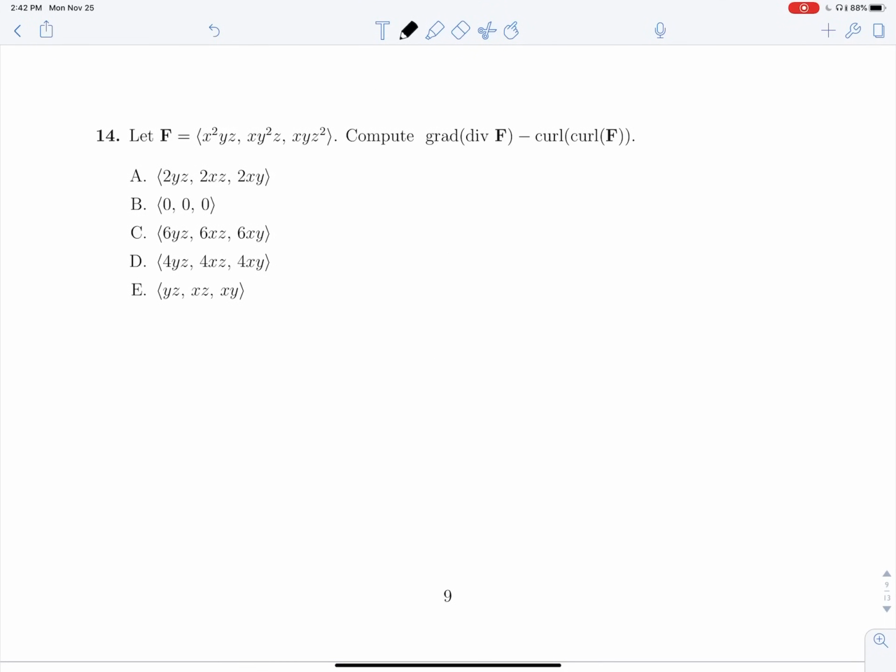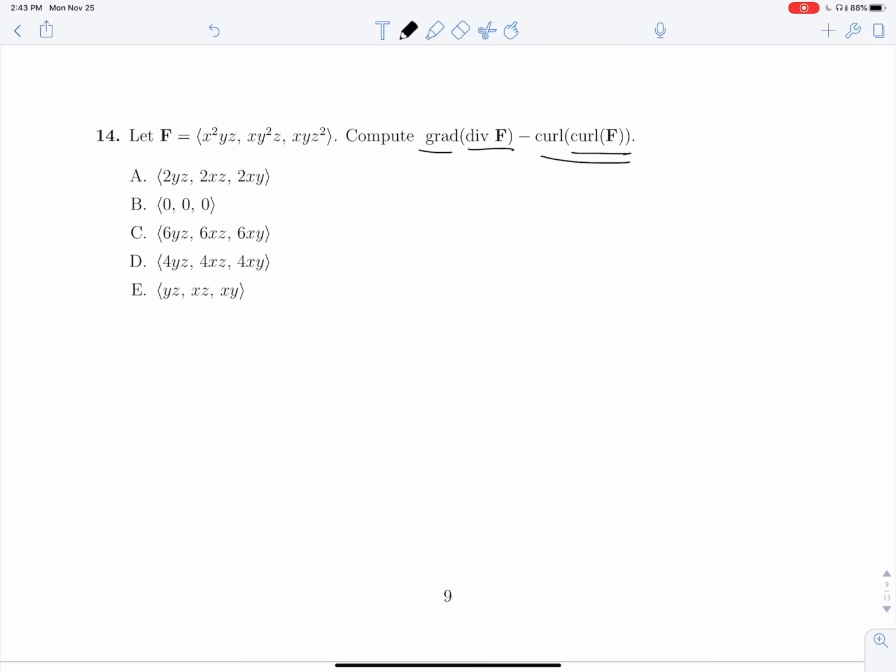Okay, this question is a pain, but we have to do it. Well, I have to do it. You don't have to do it. You can skip this question, and you'll probably be okay. We're taking the divergence of F and taking the gradient of that, and then we're subtracting the curl of the curl. So let's figure this stuff out.